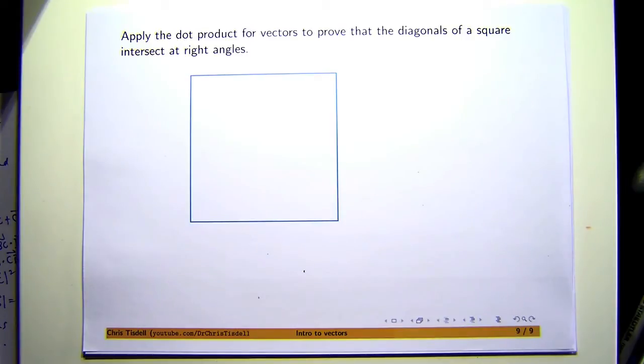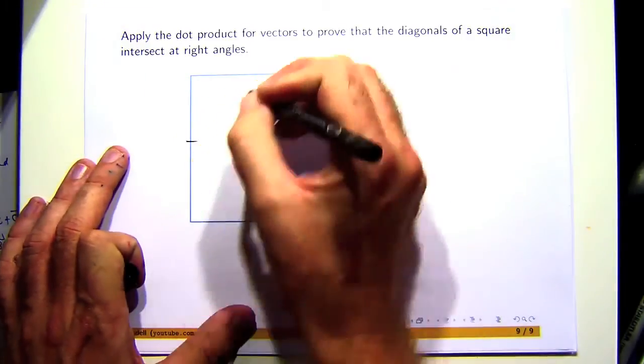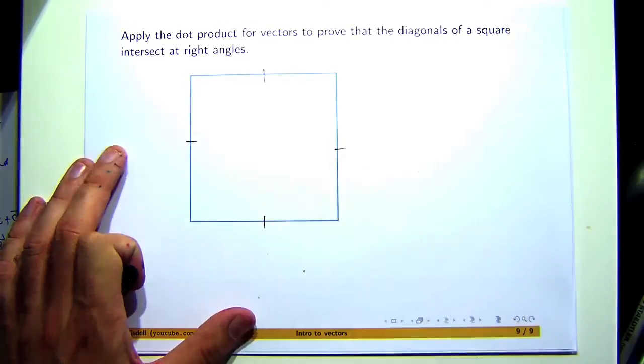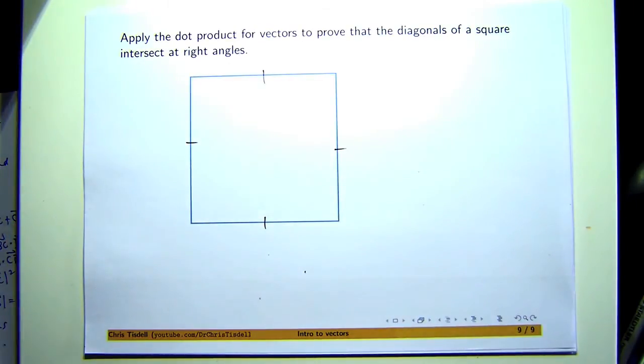Okay, so we've got a square. So all these sides are equal in length. And if we're going to use the dot product, essentially two vectors are normal or orthogonal or perpendicular, however you want to talk about it, if their dot product is 0. So the angle between them will be 90 degrees.